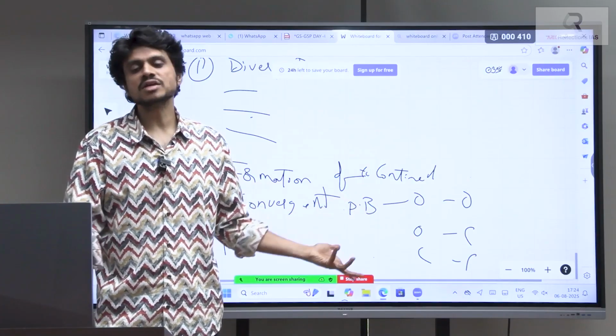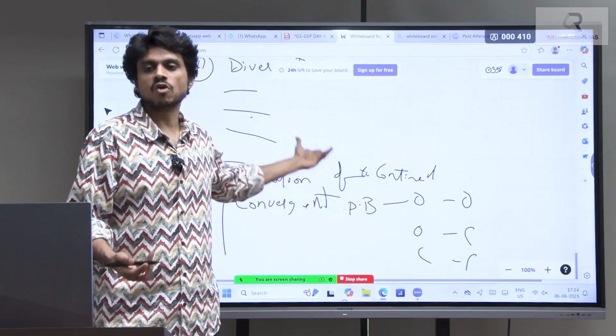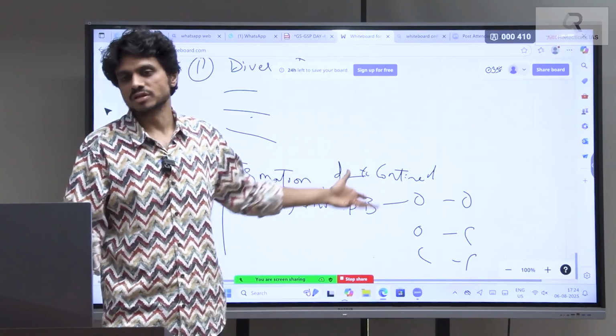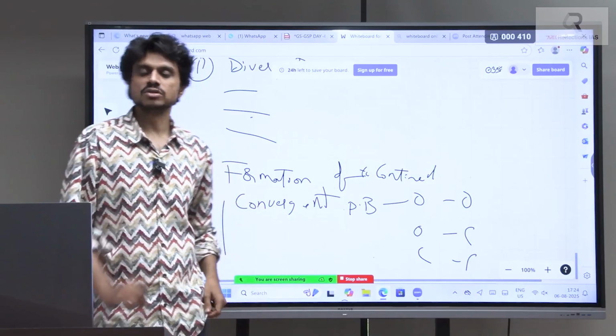So basically, they are nothing but asking the formation of the landforms of the convergent plate boundary and the divergent plate boundary. They asked it in a different, technical way.